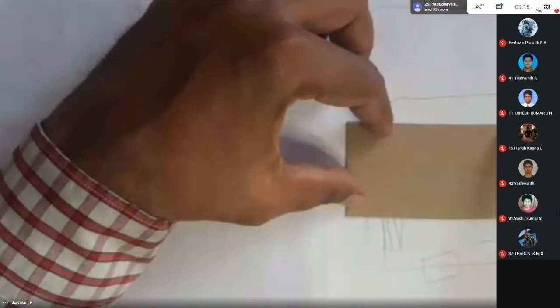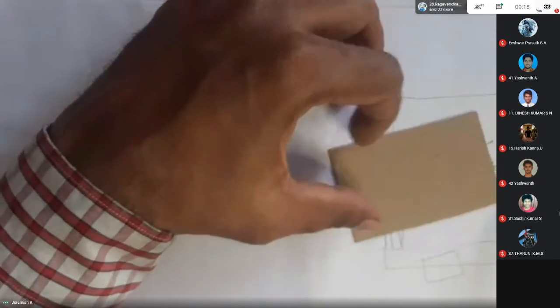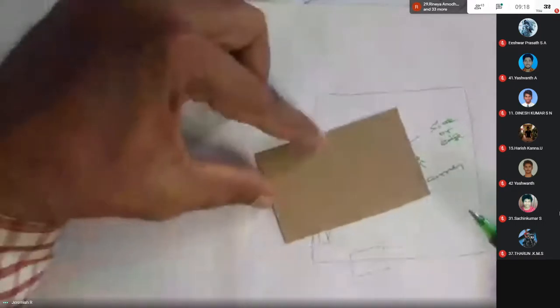So this is called surface, and this is called base side or edge. This is called base corner.